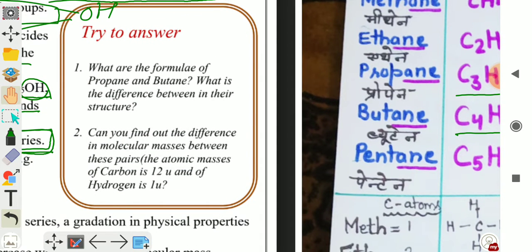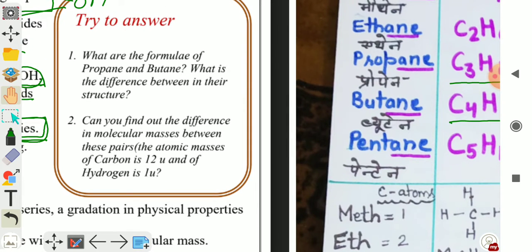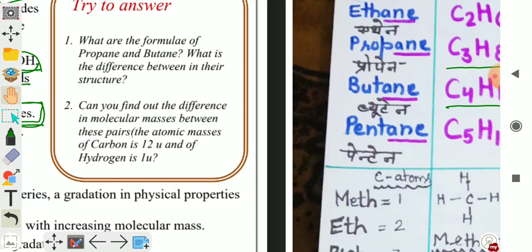And what is the difference in their structure? They differ by a CH2 unit. Can you find out the difference in molecular mass between these two? Atomic mass of carbon is 12 and atomic mass of hydrogen is 1. u stands for unified mass, this is the unit for molecular mass. So find out the difference.